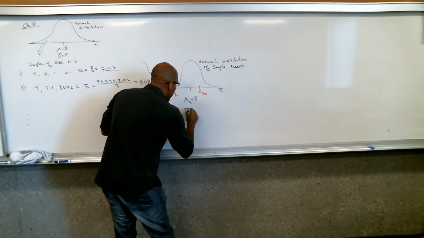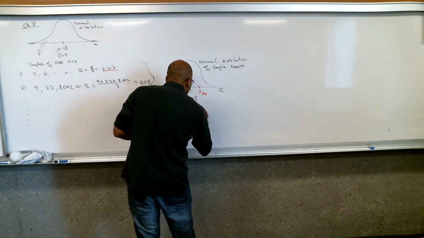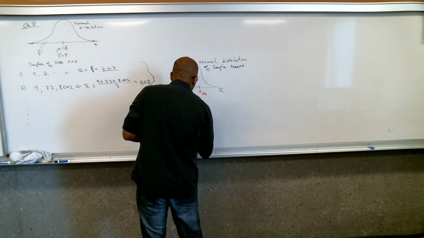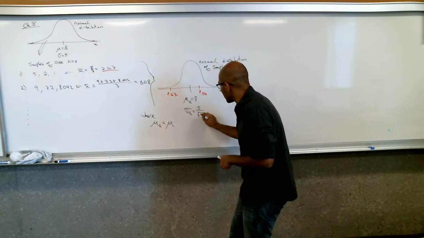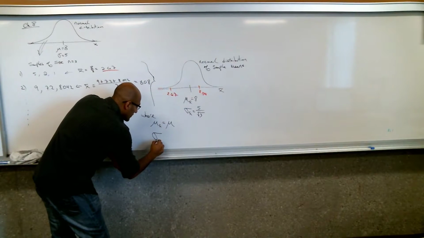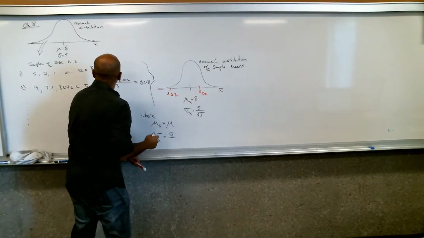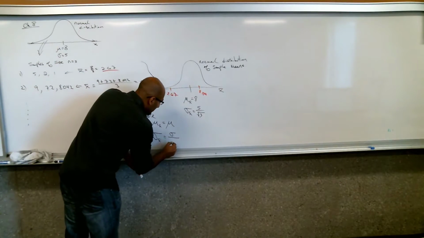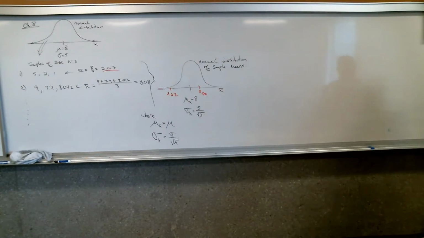So the standard deviation of x bar is going to be equal to the standard deviation of the parent distribution divided by the square root of the sample size, which in this case was 3. Okay, so let me put that over here. So standard deviation of x bar is equal to the standard deviation of the original distribution divided by the square root of n.